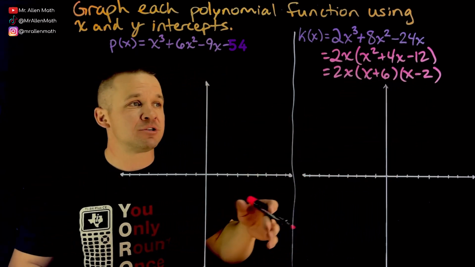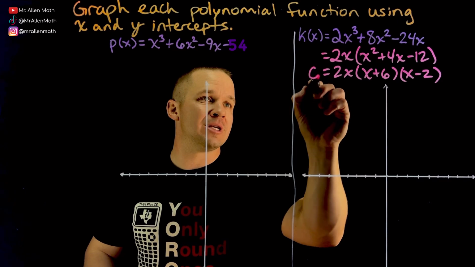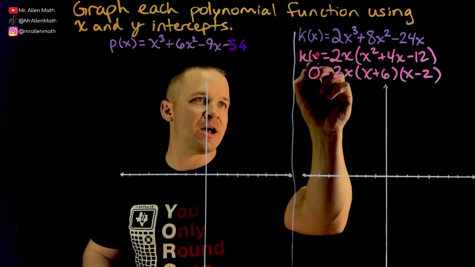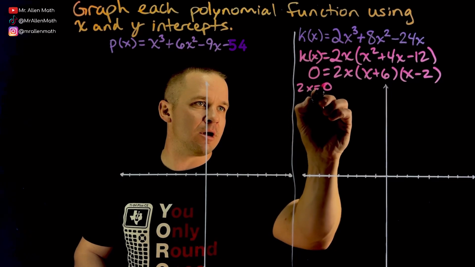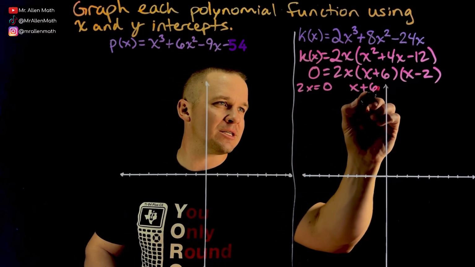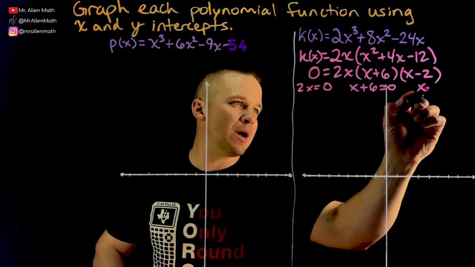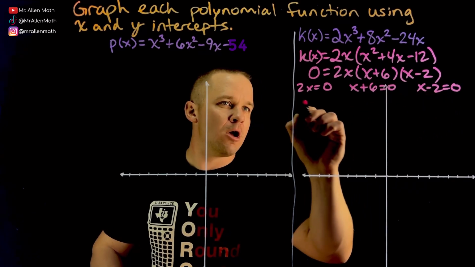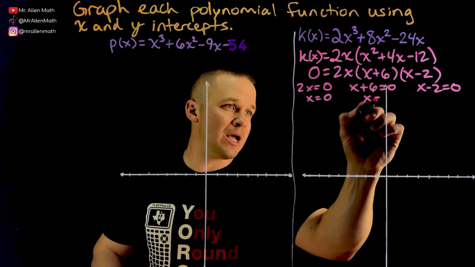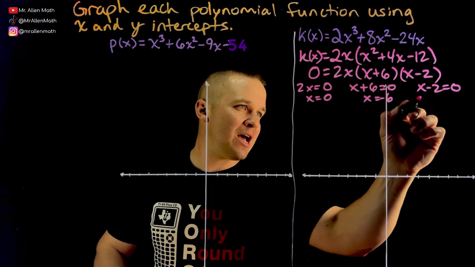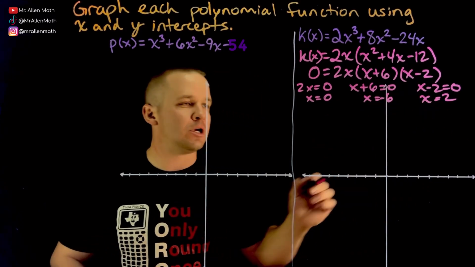Now I can get all my x-intercepts because I can set my factors equal to 0. All right, so that was k of x, and then we set it equal to 0. So I'll have 2x equals 0, x plus 6 equals 0, and x minus 2 equals 0. Well, dividing by 2 just gets me 0. Minus 6 just gets me negative 6. And adding 2 gives me positive 2.